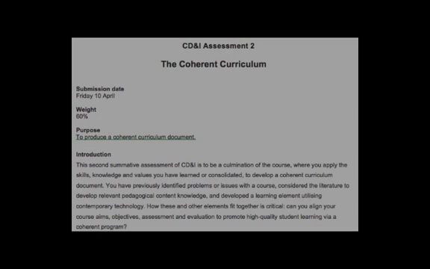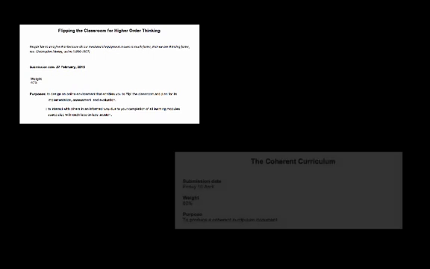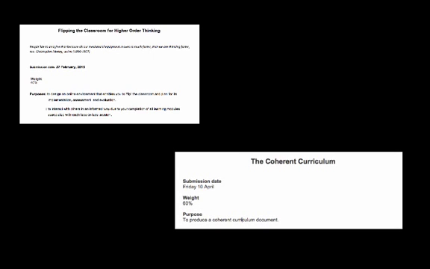In the second assignment, students were required to develop a curriculum document that suited their specific context. Where Assignment 1 required them to develop a short time frame flipped classroom, Assignment 2 brought together all the components of the curriculum into a coherent whole.